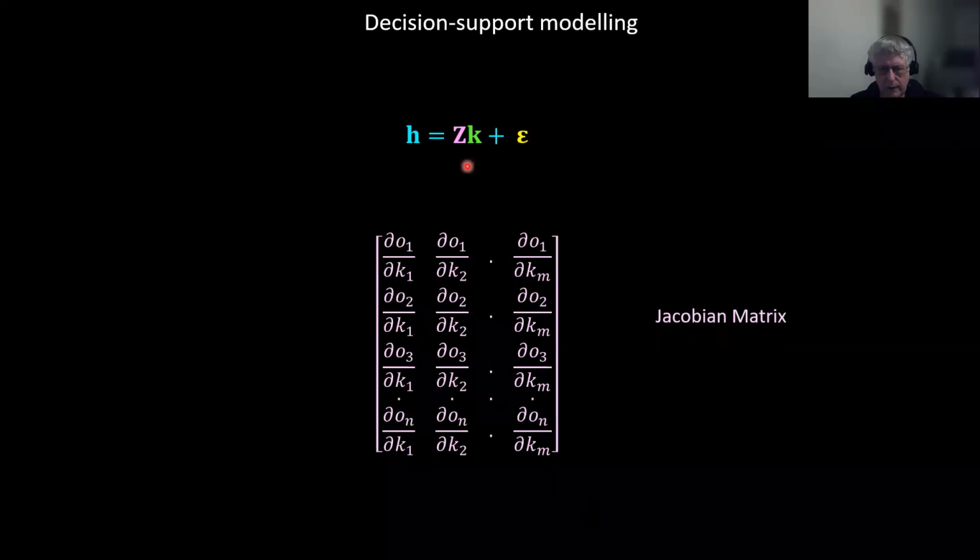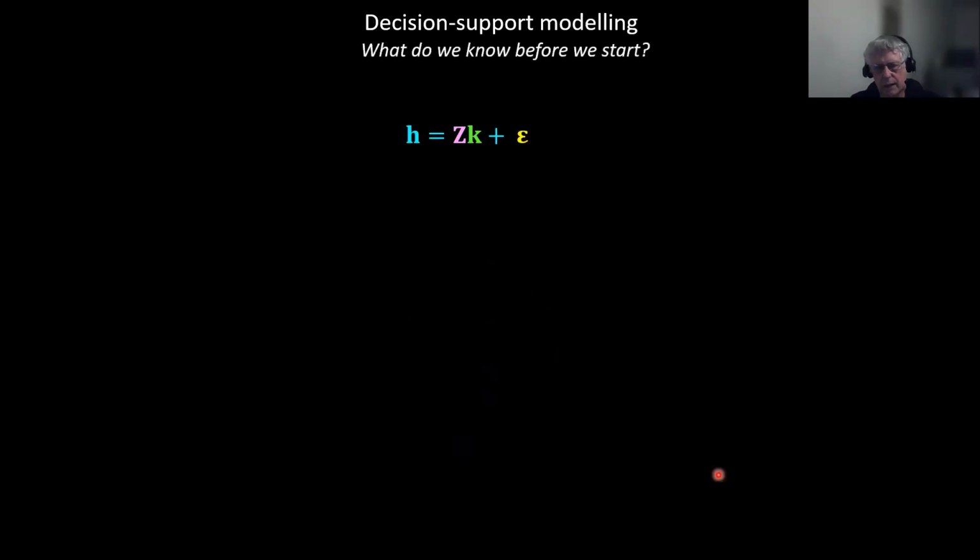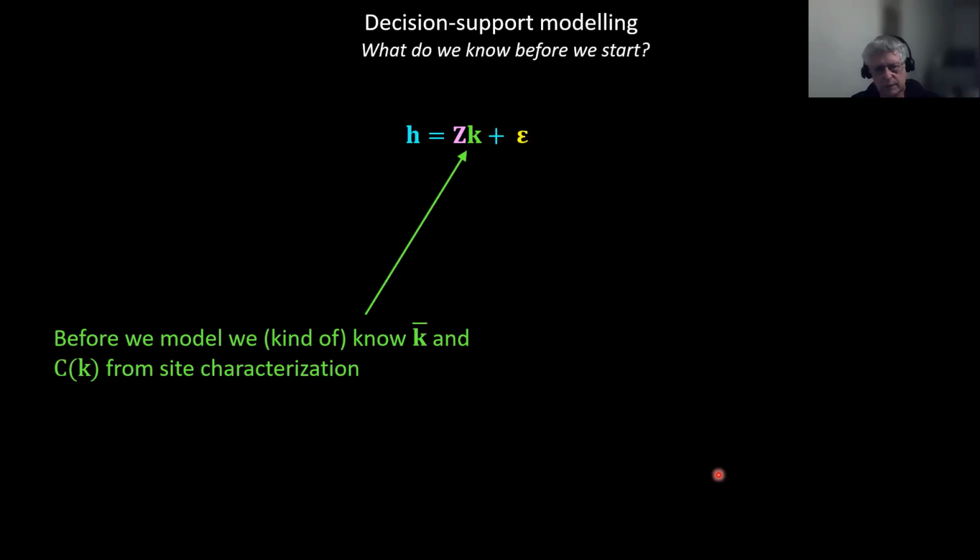So Z, I'm going to say it's linear, and therefore that Z is a thing called the Jacobian matrix, just a matrix full of partial derivatives, that is sensitivities. The first column is the derivative of all model outputs for which I've got field data to the first parameter, and the second parameter up to the nth parameter.